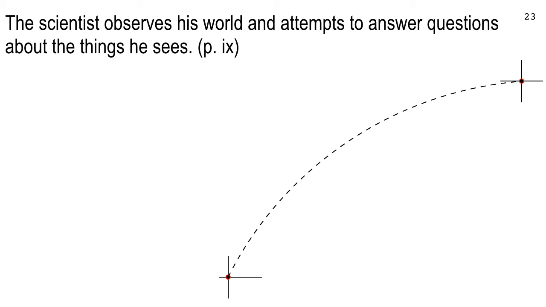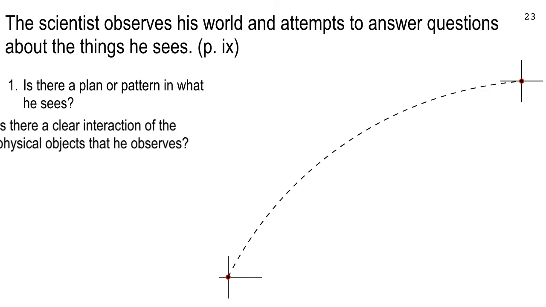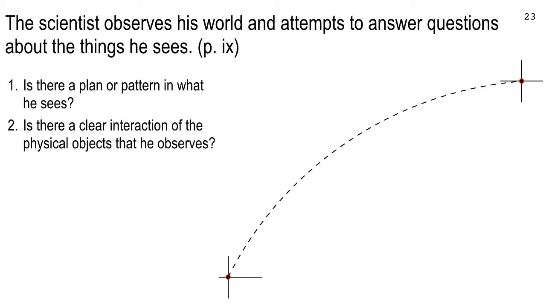Okay? And so the scientist observes his world and attempts to answer questions about the things that he sees. For instance, is there a pattern in what he sees? He's looking into this grand book. And this is page 9 from the introduction. Is there some clear interaction of the object that he's observing with other objects? For instance, the baseball. A baseball on its flight towards the outfield is interacting with the gravitational field of Earth. It's in free fall.